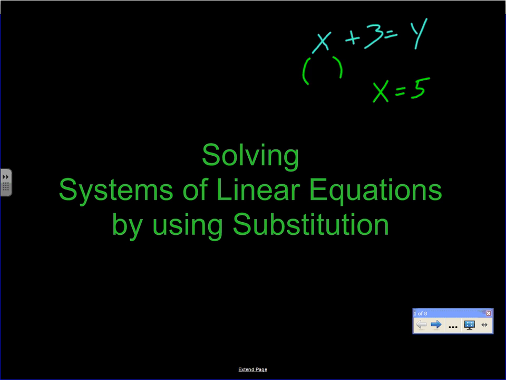Well, you put a parentheses, you put plus 3 is equal to y, and what do you put inside that parentheses? Whatever x is equal to goes inside that parentheses, and in this case, x is equal to 5. Well, what if x wasn't equal to only 5? What if x was equal to 5 plus y? What would you do then?